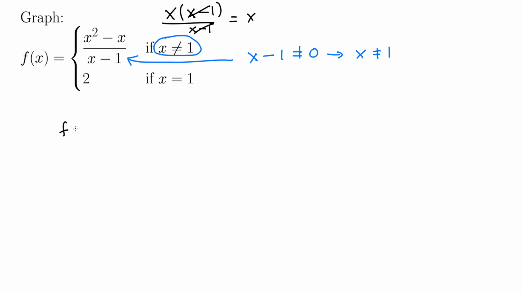So what we really have here is f of x equals x if x does not equal 1. And then we have 2 if x equals 1. So what we've essentially done here is fix this function so that it's defined for all real numbers. So let's do a graph and see what this looks like.